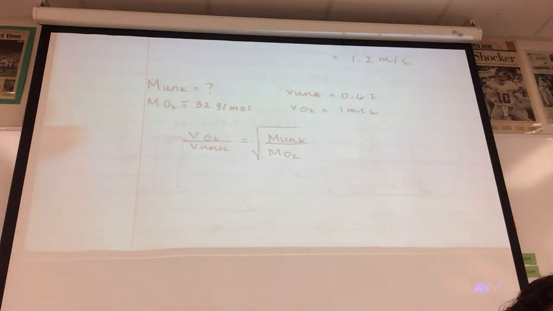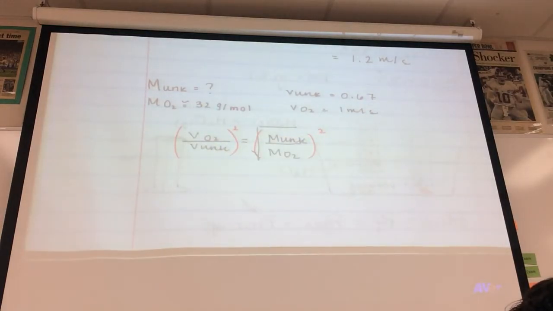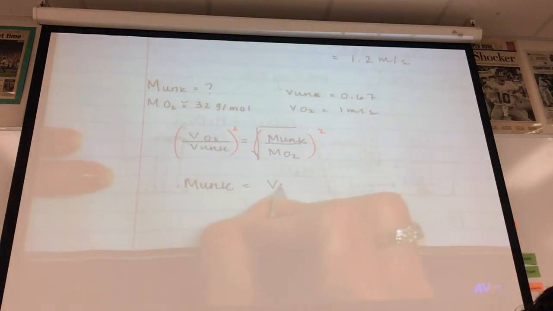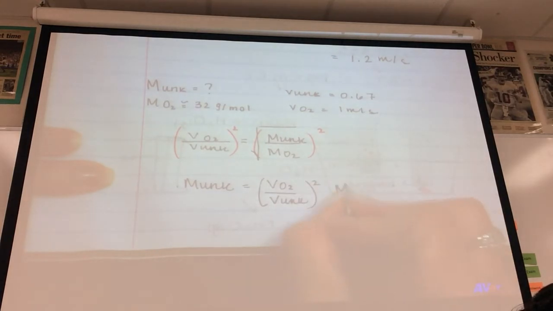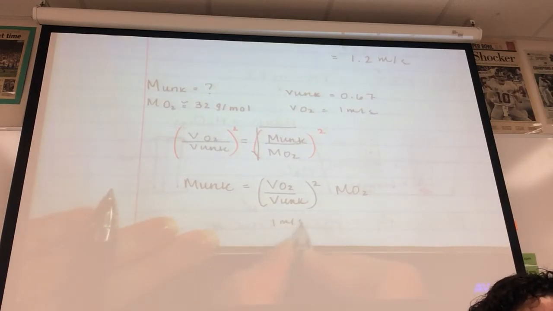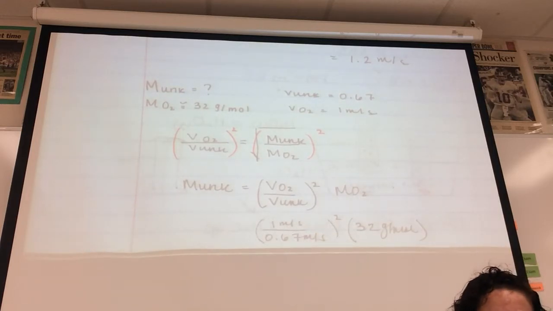Now when you go to solve for this piece, what should you do to get the radical out? Square, but you got to square both sides, right? So then the molar mass of the unknown is equal to the velocity of oxygen gas over the velocity of the unknown squared times the molar mass of oxygen gas. So you've got 1 meter per second over 0.67 meters per second, and you're going to multiply that by 32. Don't forget to square it, otherwise you're going to make a mess.